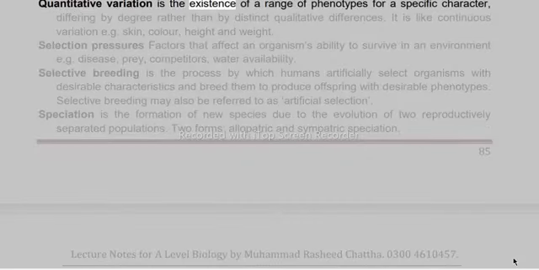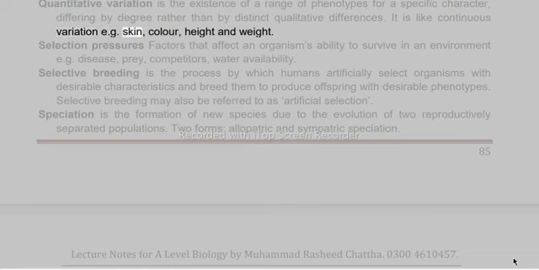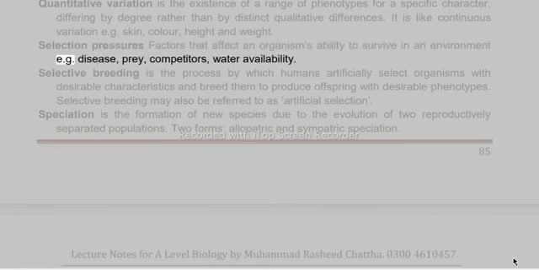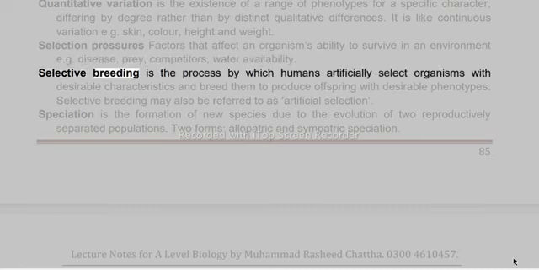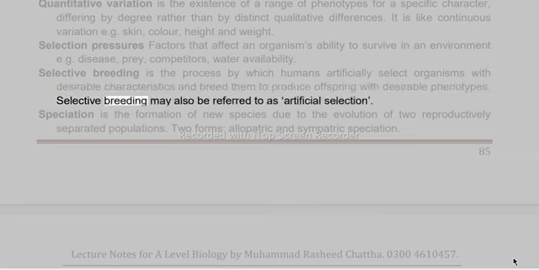Quantitative variation is the existence of a range of phenotypes for a specific character, differing by degree rather than by distinct qualitative differences. It is like continuous variation, e.g. skin color, height, and weight. Selection pressures are factors that affect an organism's ability to survive in an environment, e.g. disease, prey, competitors, water availability. Selective breeding is the process by which humans artificially select organisms with desirable characteristics and breed them to produce offspring with desirable phenotypes. Selective breeding may also be referred to as artificial selection.